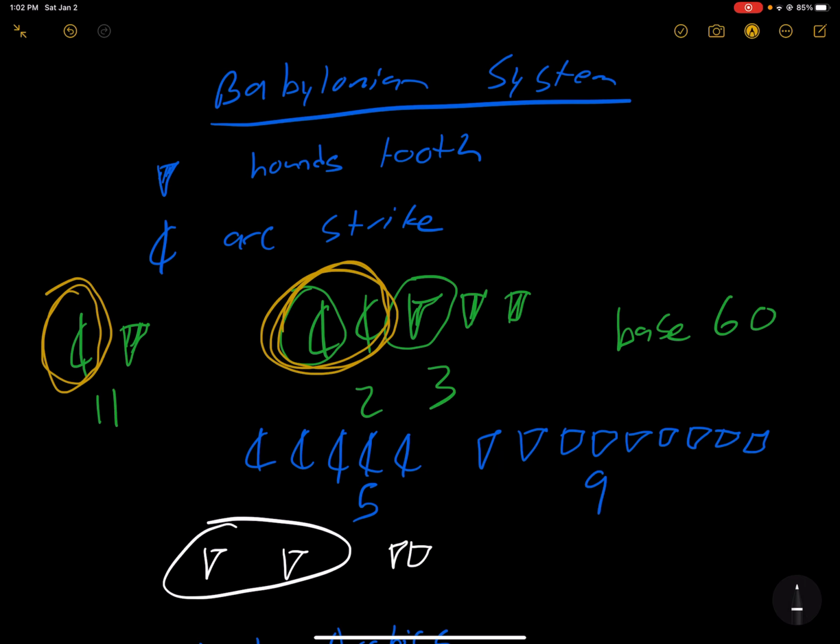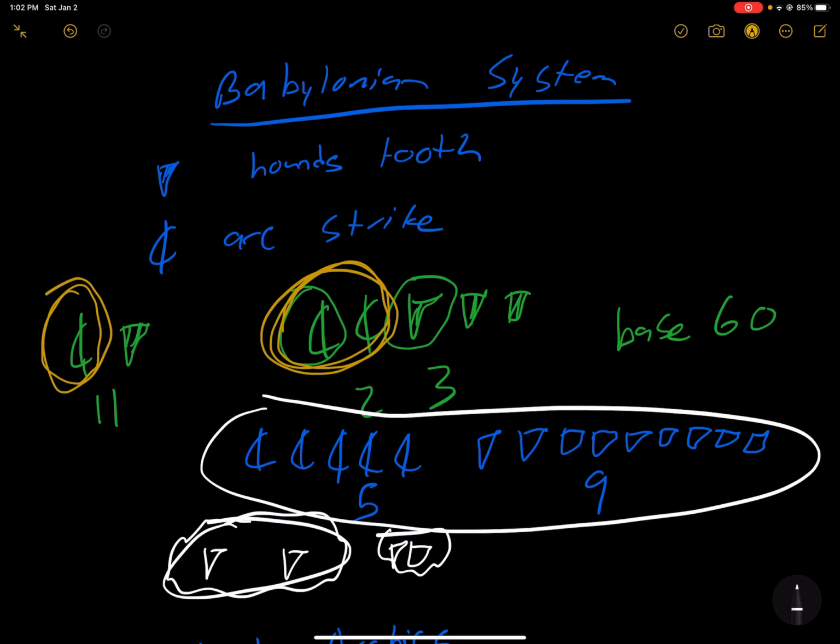Not only do we have a positional system where two hounds' teeth that are a little further apart mean something different than two hounds' teeth that are right next to each other, but we also have that if we're going into high numbers, we again end up with a lot of characters. We end up with weird characters. We end up having to translate it from base 60. And once again, this system is a little confusing.